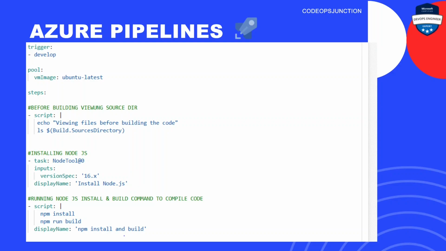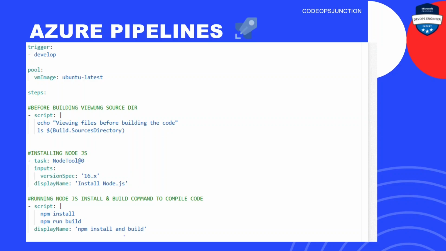Then there is a task. You can see the task is NodeTool@0, and the input parameter is versionSpec 16.x and display name is install Node.js. So this task is installing Node.js in our build machine, and the version of node it is installing is 16. Then in the last script we can see it is running some commands, npm install and npm run build. So these two commands are used to install the dependencies and run the build file, that means to compile the code.